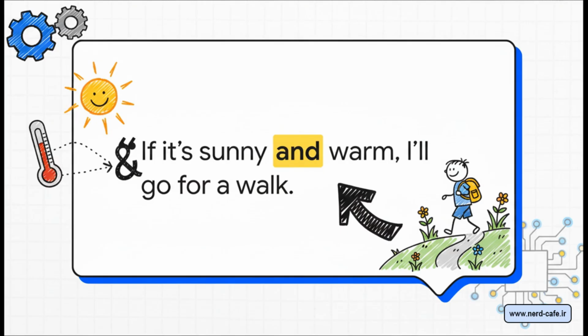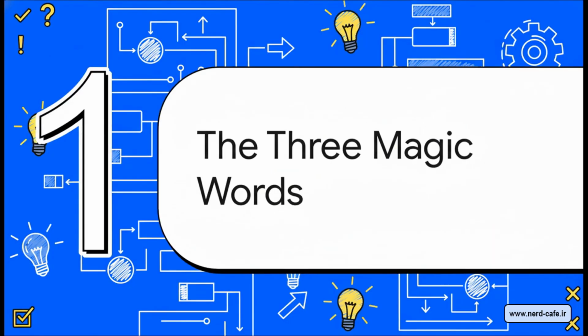Just think about a sentence like this. To go for that walk, two things have to be true. It can't just be sunny and cold, and it can't be warm and cloudy. It has to be both. This whole idea of combining conditions, well, that's exactly what we're talking about today. It's the absolute core of how computers think. Okay, let's get into it.